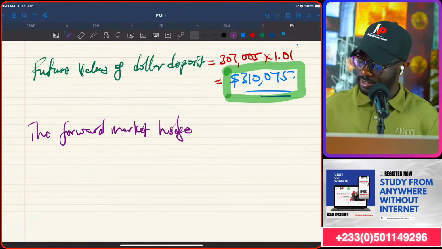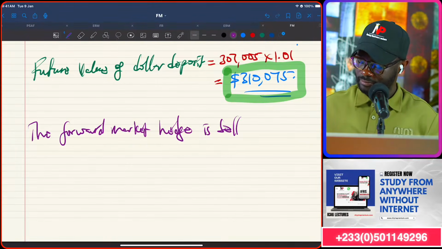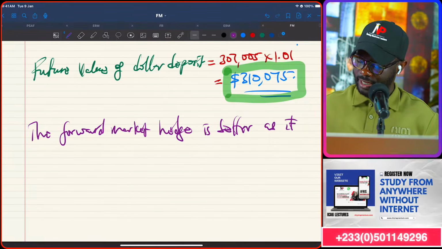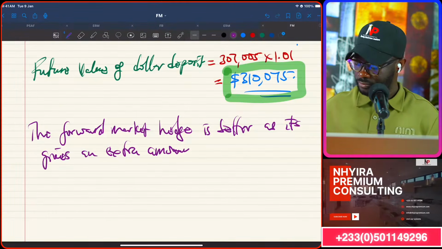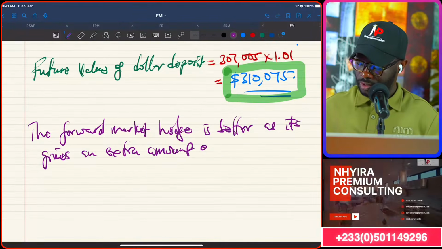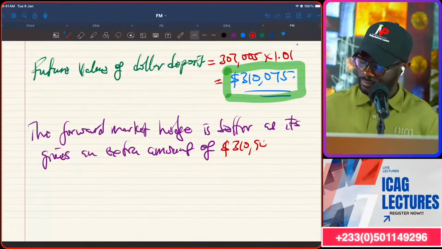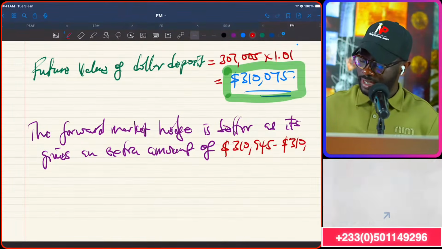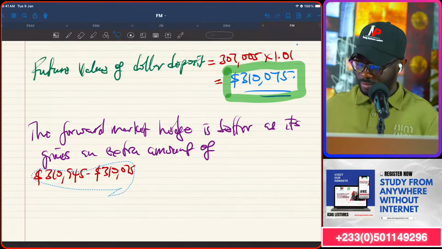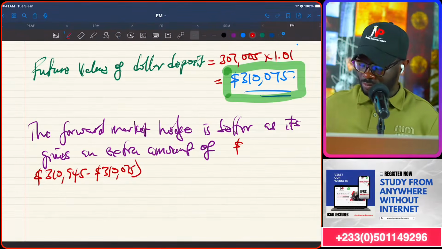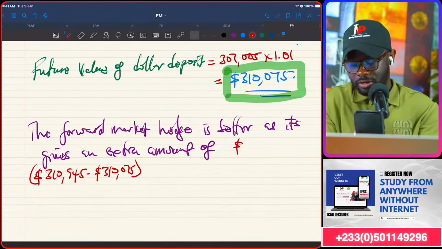The forward market hedge is better as it gives an extra amount. How much extra are we getting? 310,945 minus 310,075. How much better off are we? Give me a sec. Let me put this in brackets so that the figure will come. 310,945 minus 310,075.